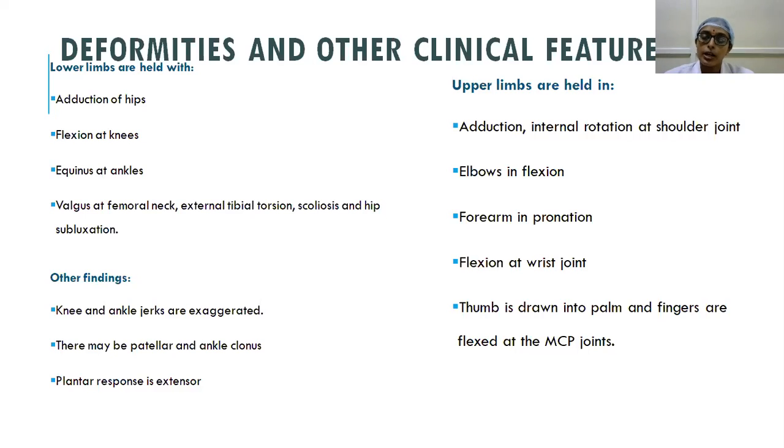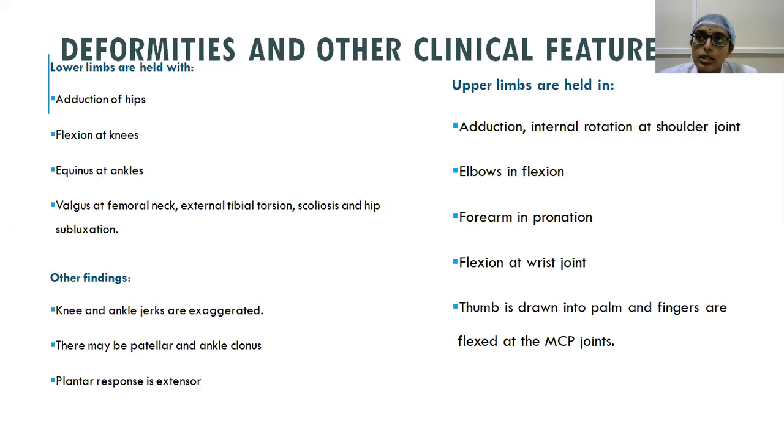In upper limb, we have the adduction, internal rotation at the shoulder joint. Elbow will be held in flexion, forearm in pronation, and wrist will be in flexion deformity. And most common deformity is thumb is drawn into the palm, and fingers are flexed at the MCP joint. So these are all the different deformities which are seen in upper limb and lower limb.